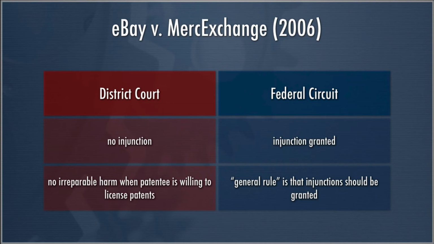And the court said that no, there can't be any irreparable harm when it seems clear that the patentee allows this patent to be used by others given the appropriate license. And so that was what the court said. The Federal Circuit reversed, said you must grant the injunction, and that the general rule is that the injunction should be granted absent public interest factors. Here there were no public interest factors, so the injunction should be entered.